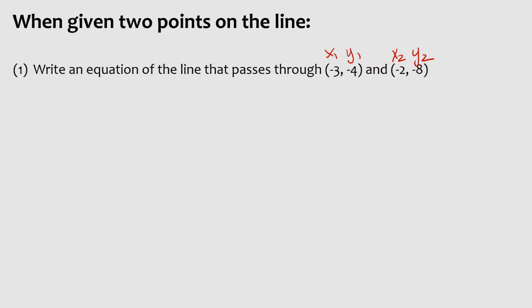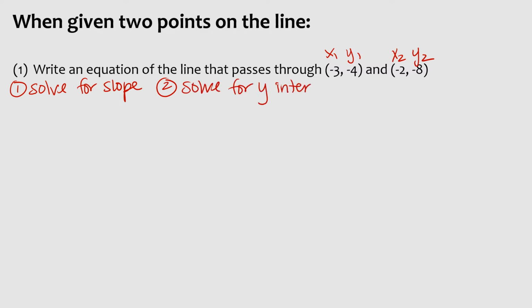What makes this different when I'm given 2 points is that in the last problem we had the slope, but now I need to solve for the slope. So whenever I see a problem like this, my steps are going to be: first, solve for the slope. Then my next step is going to be solve for the y-intercept. And then my third step is going to be write the equation.